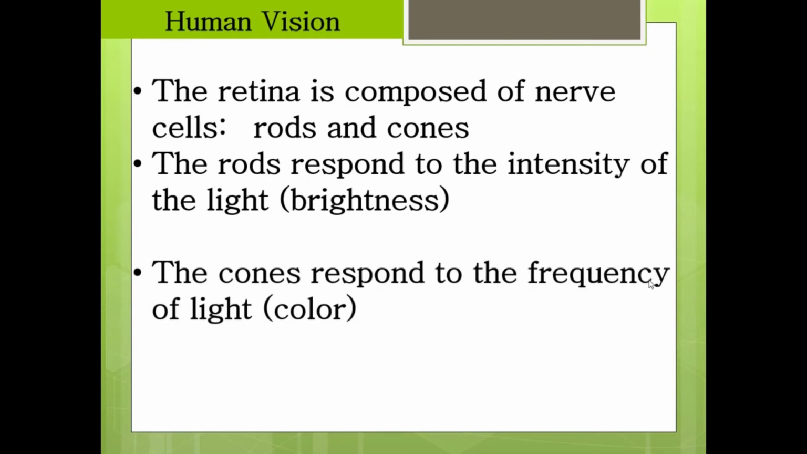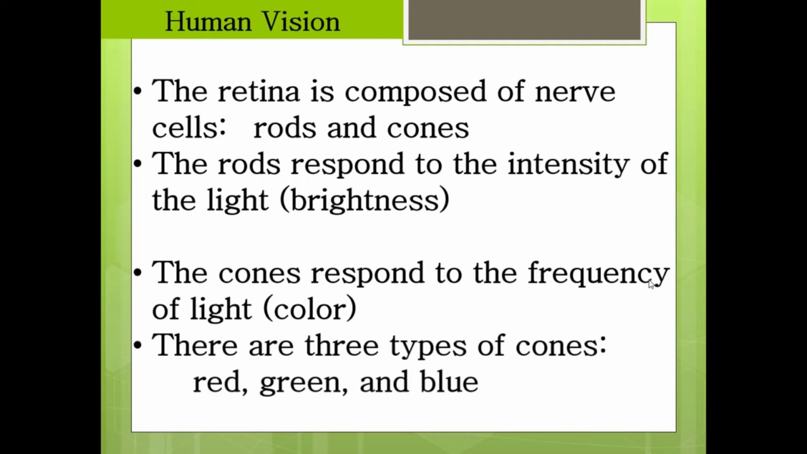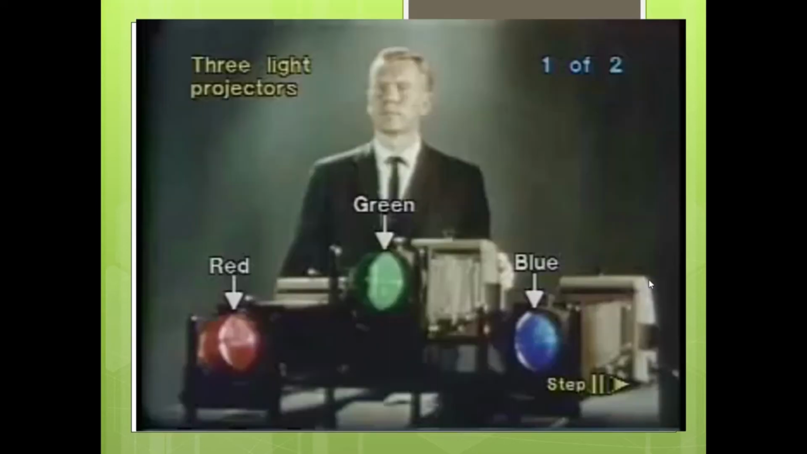The cones respond to the frequency of light, which we refer to as colors in the visible part of the spectrum. When we see something that is blue, it's related to a particular frequency. And so red, green, and blue are the three types of cones that we typically have on our retinas that are stimulated by those particular frequencies of visible light. And then the mixtures of those three colors and frequency gives us all the colors that we're able to perceive.